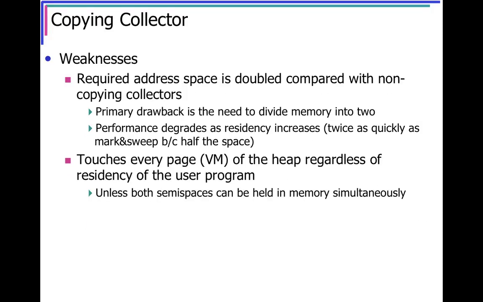The weakness, however, is that the address space is cut in half compared to other collectors. This is the primary drawback of copying collection. The other drawback is that we touch every page of the virtual memory, regardless of the residency of the program. So we use all half of memory, and then we copy all the objects to the second half of memory. By copying objects, we're using new addresses.